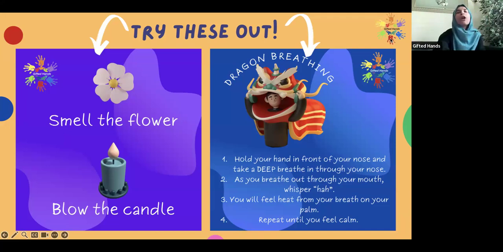So of course, it's not going to be possible to carry objects everywhere you go, but this is a strategy that is very effective. As per what I have done, I've noticed my children prefer to smell the flower, blow the candle. It's very easy for them to remember because when they go to school alone, they are able to calm themselves. They go like smell the flower, blow the candle, smell the flower, blow the candle.